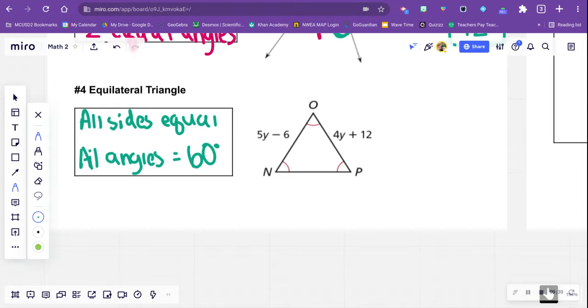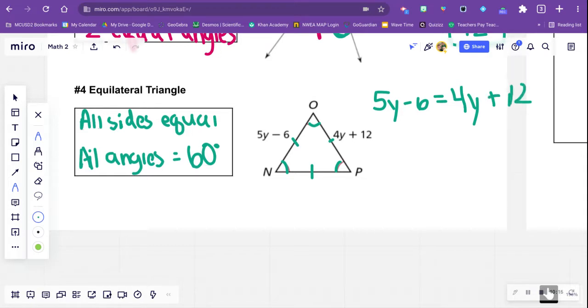So 5y minus 6 is one of the sides, and 4y plus 12 is the other side. And because all of these angles are marked equal, then I know all the angles are equal, that means all my sides are equal. And so this is an equilateral triangle. And so my equation is I'm going to set both of those things equal to each other. I'm not going to add them together because I don't know their total, but I do know that they have to be the same.